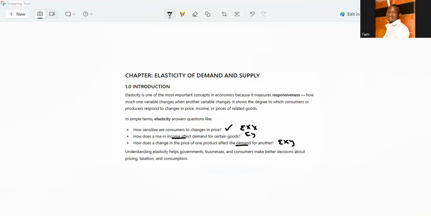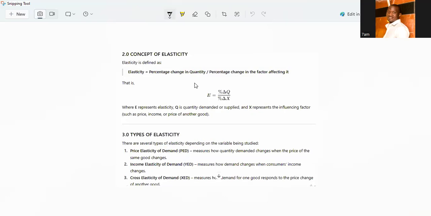All right. So we have three types of elasticity that we're going to talk about for the purposes of our exam. So we have what we call price elasticity of demand. We also have what we call income elasticity of demand. We also have what we call cross-price elasticity. So when we're talking about elasticity, it is a percentage change in quantity over a percentage change in the factor affecting it. And we looked at different factors affecting demand.